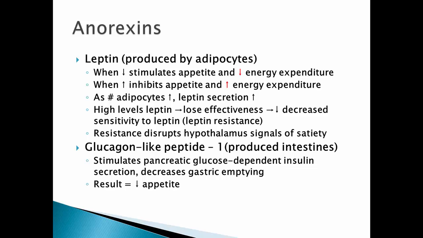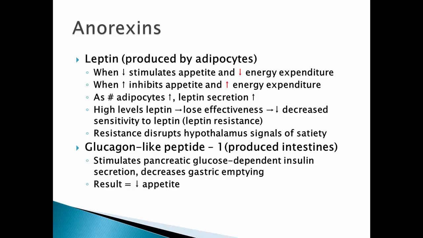So an anorexin inhibits appetite and increases our energy expenditure, our metabolism. And remember, leptin has been identified in many circles as the obesity gene, or as associated with the obesity gene. So what happens is, as you have more and more adipocytes, more fat cells, your secretion of leptin also increases.